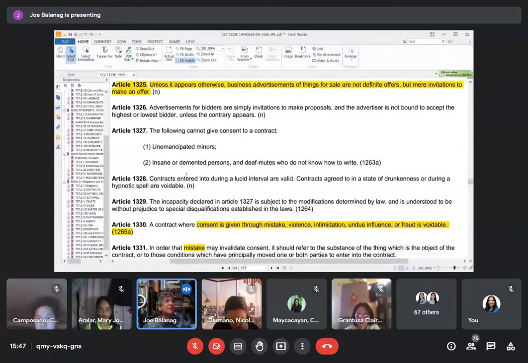Yan yung pinag-uusapan sa 1328. Please take a look at it. Contracts entered into during a lucid interval are valid. This is the crazy thing.